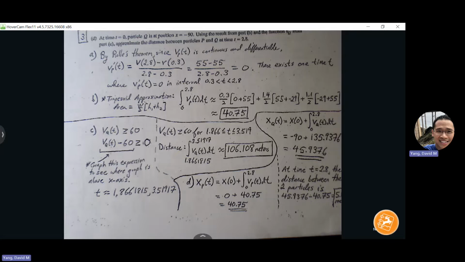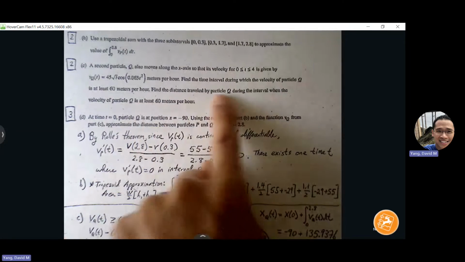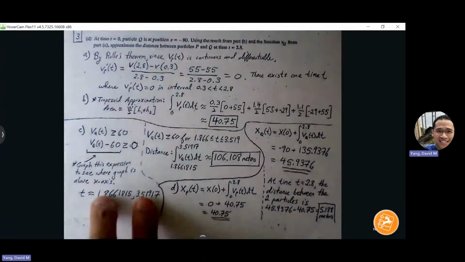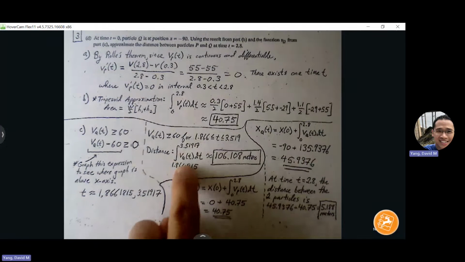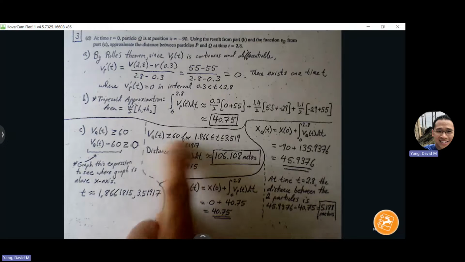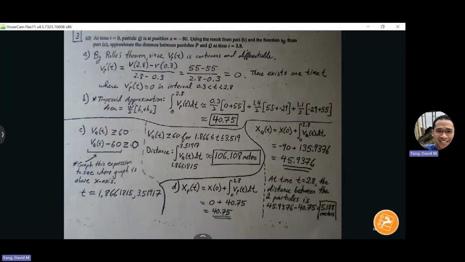Okay? Because we want to find the distance traveled by particle Q when the particle is at least 60 meters. So once we find those two t values, we just do our distance from one endpoint to the other under our velocity. So we just plug this in the calculator. We get 106.108.